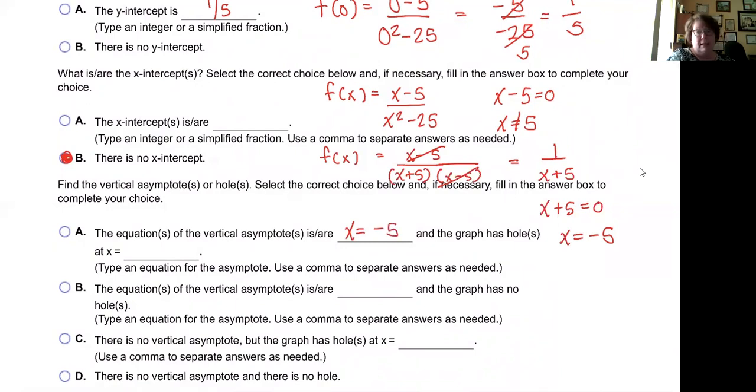But there is a hole at x equals 5. X cannot equal 5. If x equals 5, then you have division by 0. You can't do that. So there's an asymptote at -5 and a hole at x equals 5. So we choose part A, where we have a vertical asymptote of x equals -5, but we have a hole at +5.